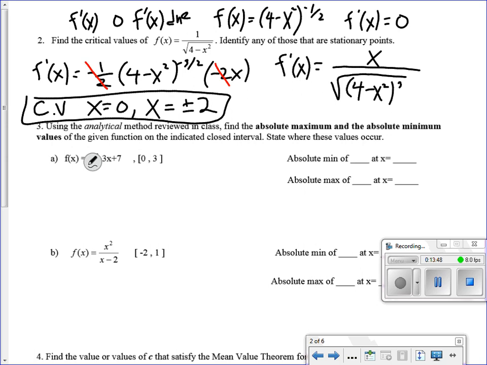And stationary points occur when the first derivative is 0. So for the stationary point, that's just when x equals 0. That's when the numerator is 0.